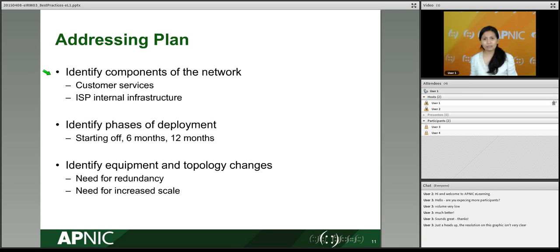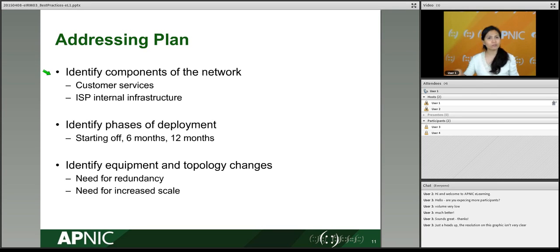So with addressing plan, it's just good practice, main practice if you're the network designer to be able to identify the different components of your networks. How many customers do you have? How many customers will you have in 5 years? So you must know that projection. How about your infrastructure? How many, say, POPs do you currently have? Are you planning to expand in the next 2 years or in the next 5 years?